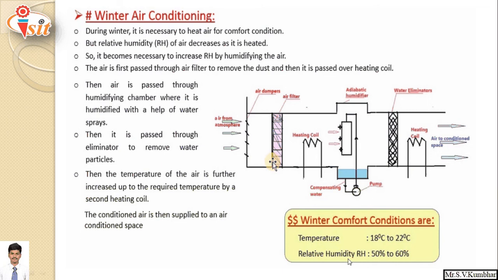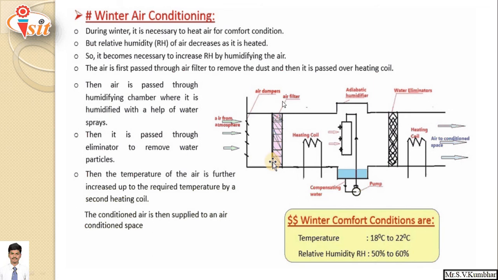Now in this figure it is shown. Important components of winter air conditioning are air dampers, air filter, heating coil, adiabatic humidifier, pump for recirculating the water, compensating water, then water eliminator, heating coil, and this air is given to the conditioned space.